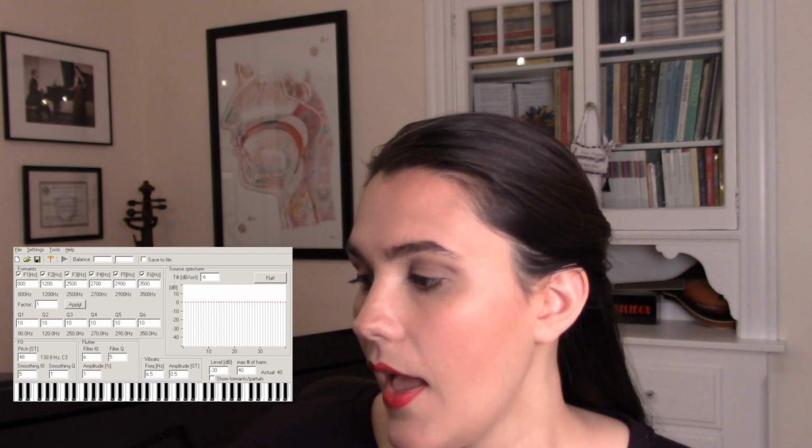So this is a computerized version of a male voice singing an ah vowel on C3, which is the C below middle C on the piano. And it is a computerized synthesis. So it is not a recording of a human voice. I want to stress that because this is the awesome part about this tool.